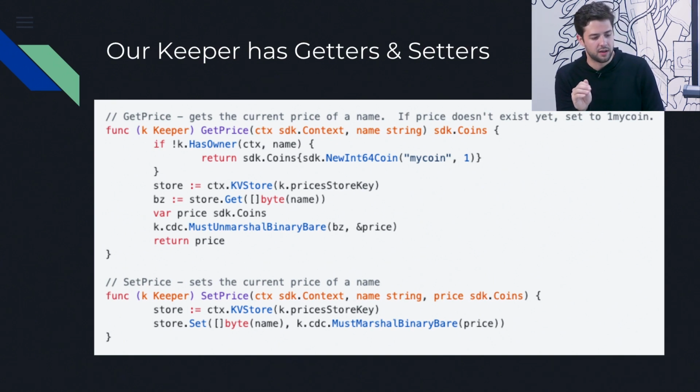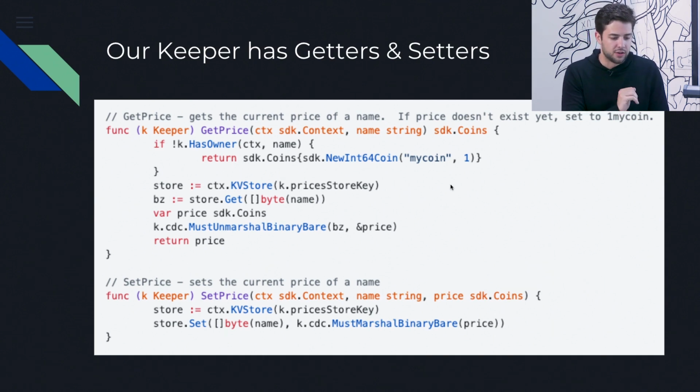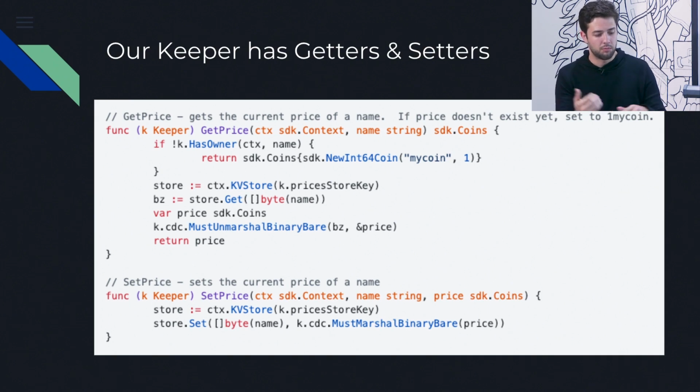So once we have the name, we need to get the store. So we're going to create a new KV store with our key there. And if you pass the key into this KV store constructor anywhere in the code, it will give you access to that on disk. And then we're going to get the name from the store, unmarshal it. And I talked about the codec earlier. So this is an example of us using the codec to do some unmarshaling. And then we're going to return it as a specified type.